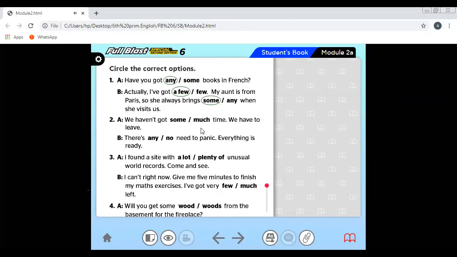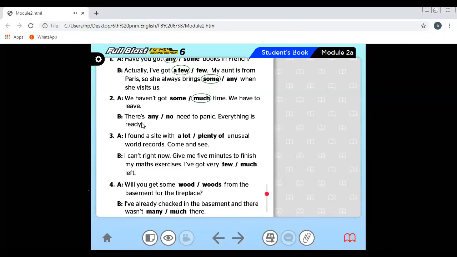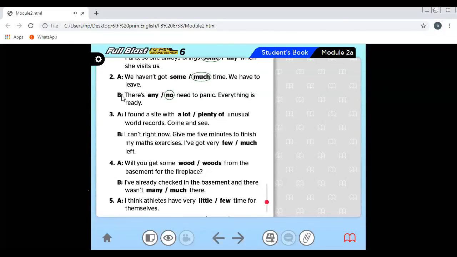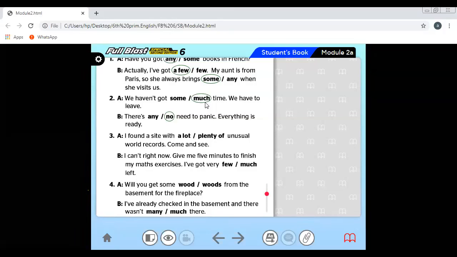We haven't got. It's a negative, so the right answer will be much. Much. It's a quantifier. We studied it yesterday. It comes in the negative in place of a lot of.